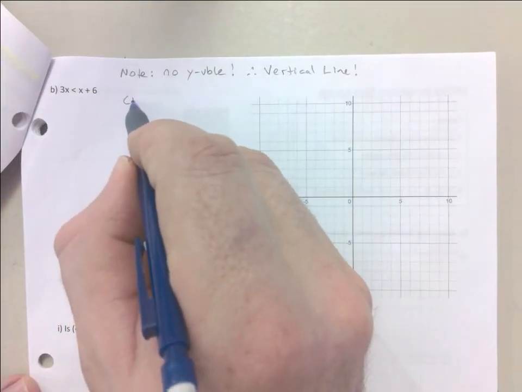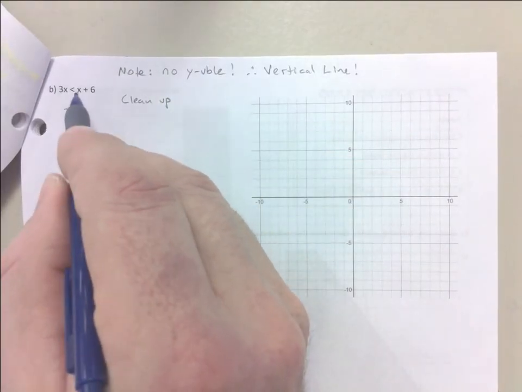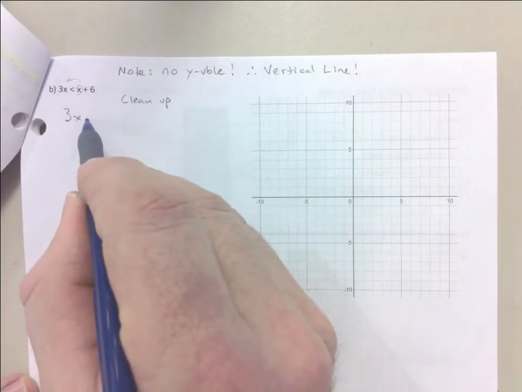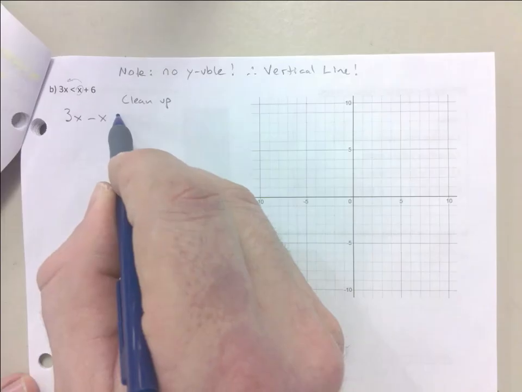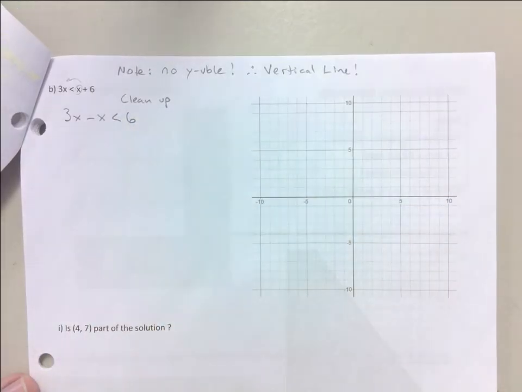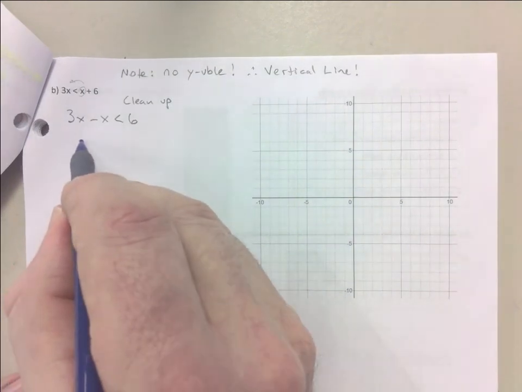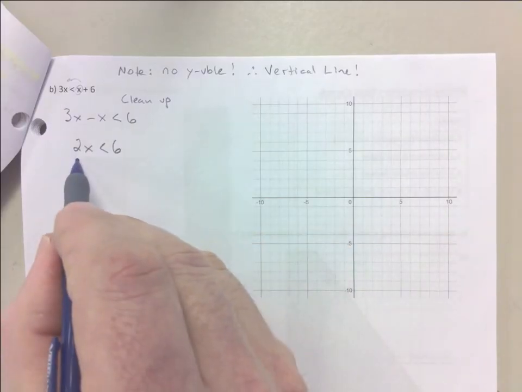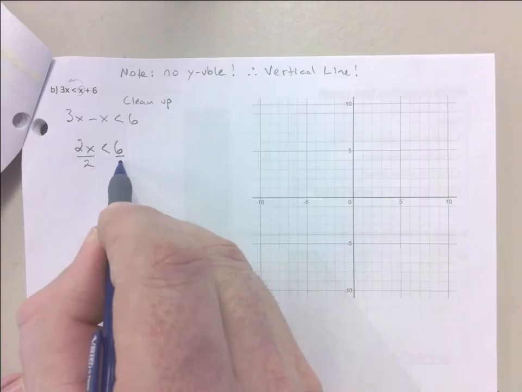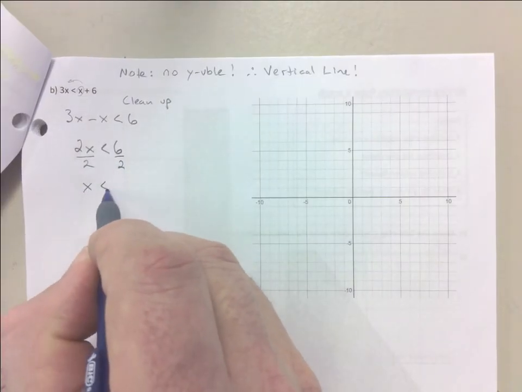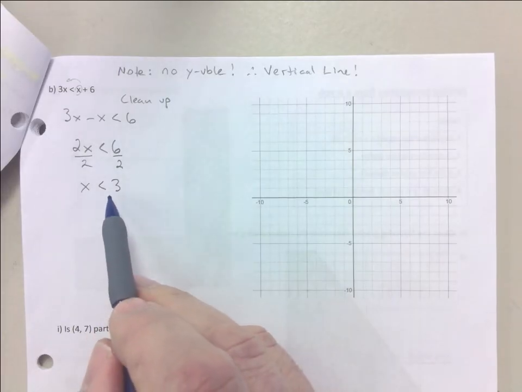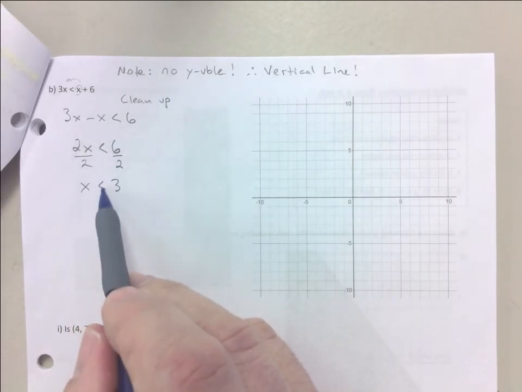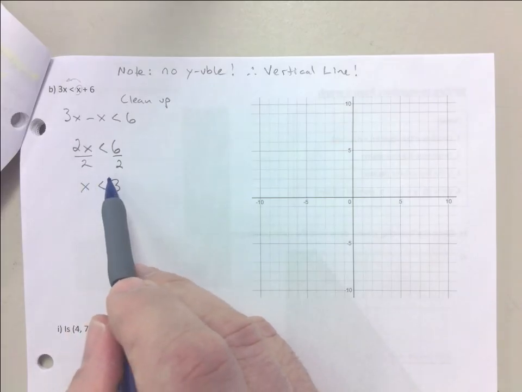So let's clean up. We're going to go 3x. This x comes over to the other side. Minus x is less than 6. 2x is less than 6. Divide both sides by 2. X is less than 3. Do I need to flip the inequality in this case? I'm not dividing by a negative, I'm not multiplying by a negative, so no need, okay?